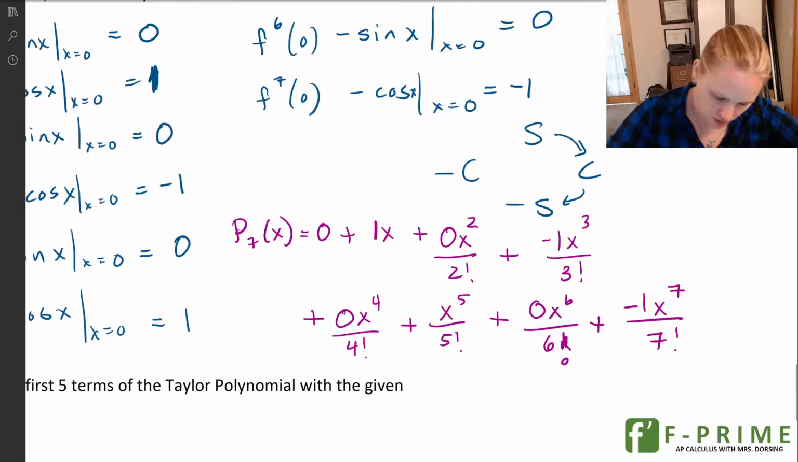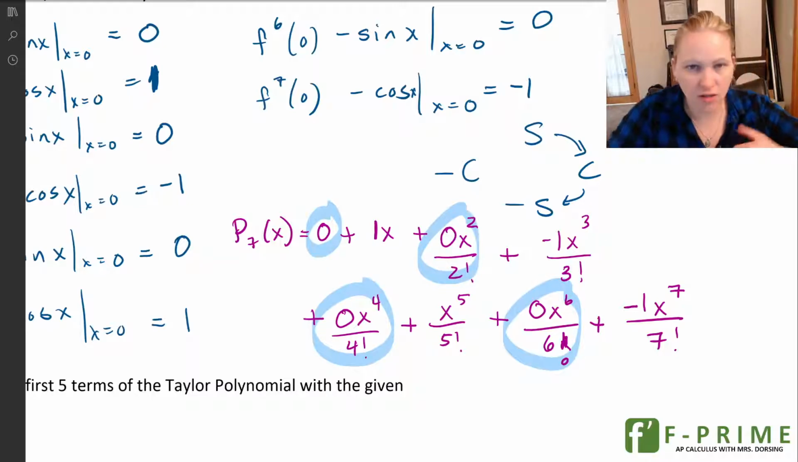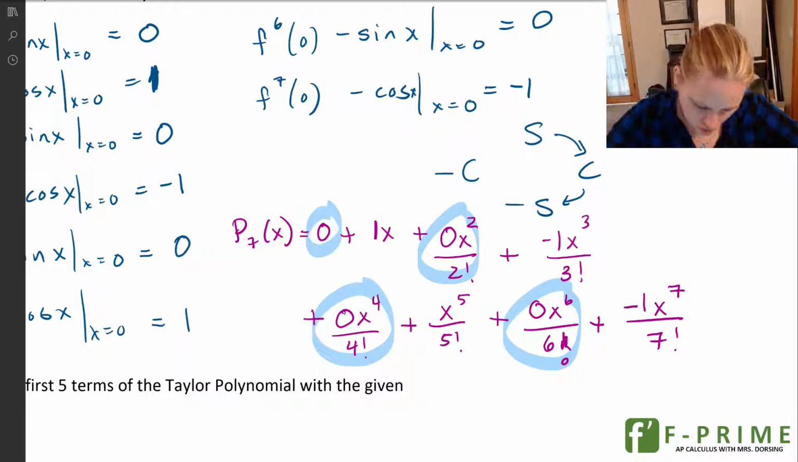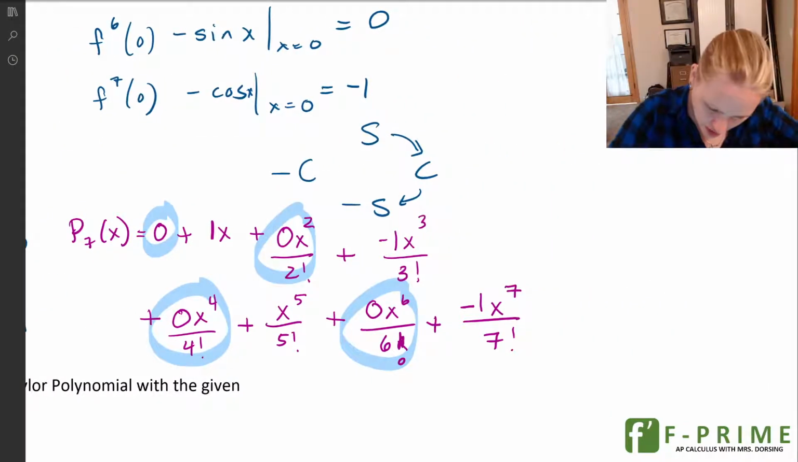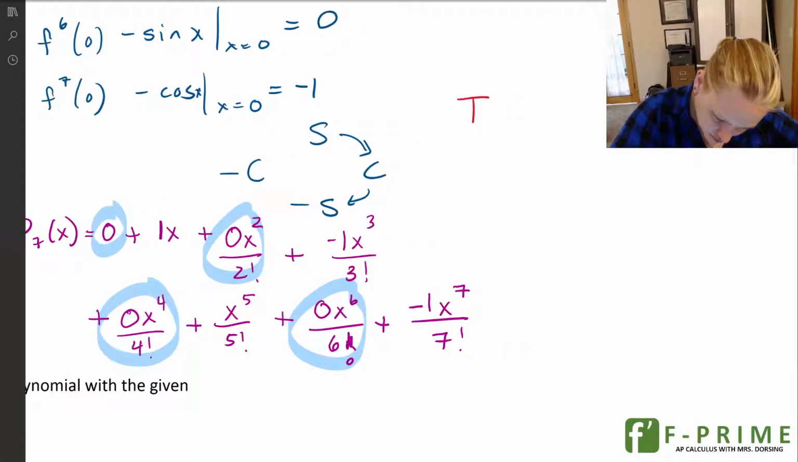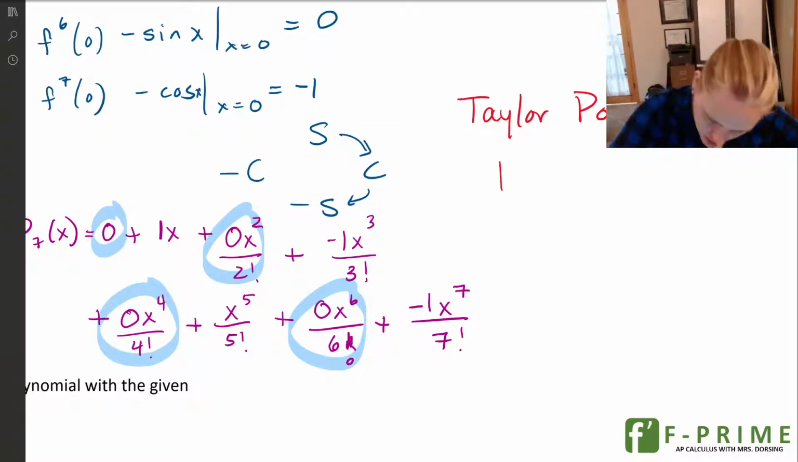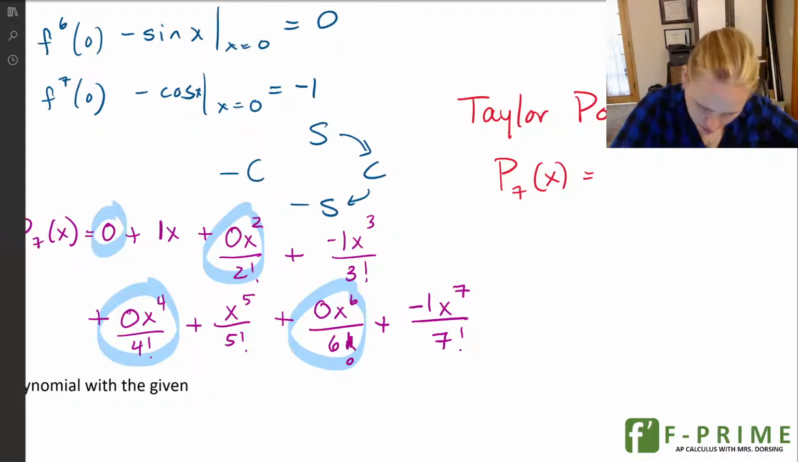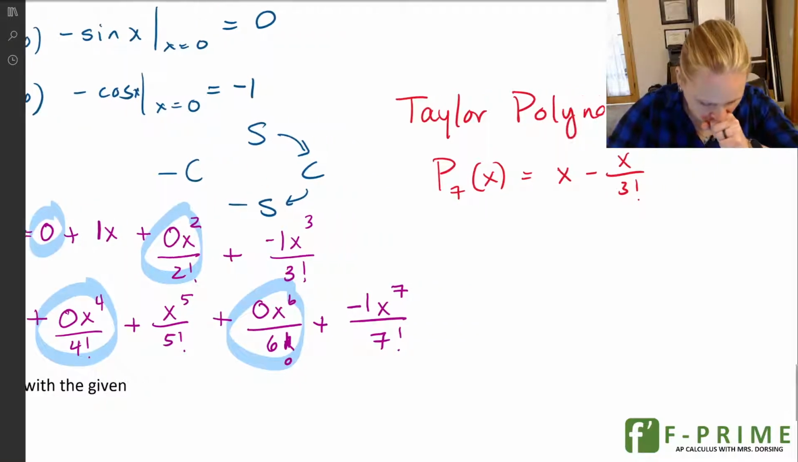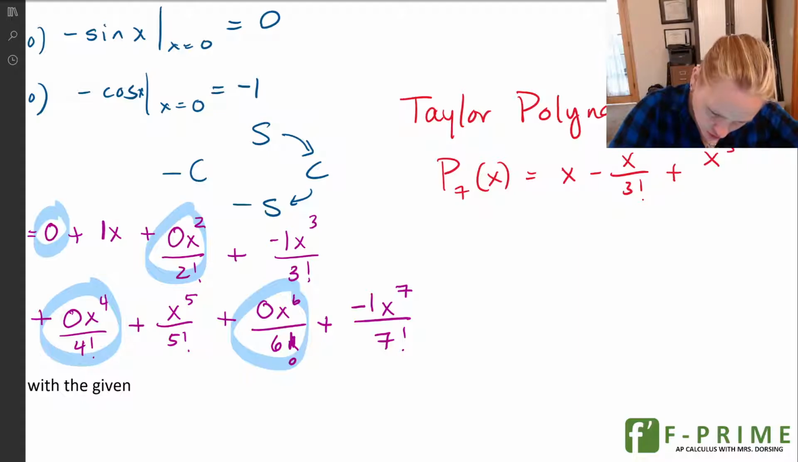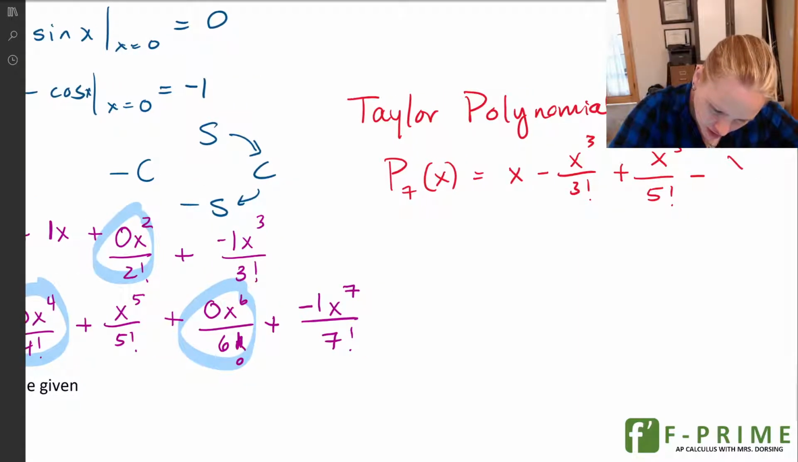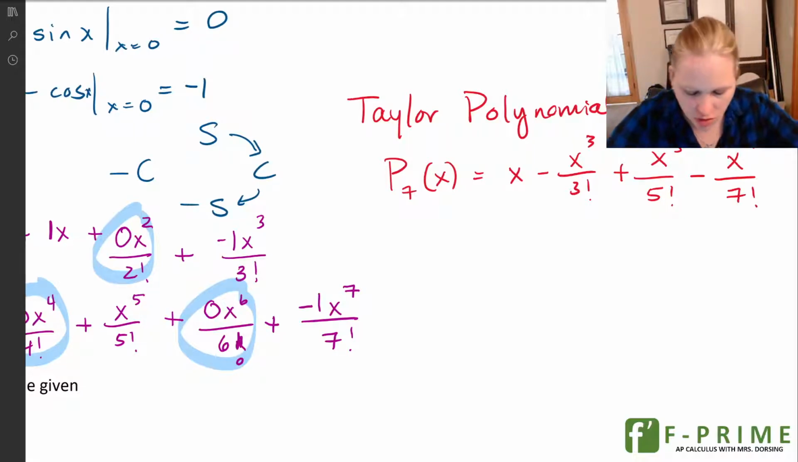Now notice what's happening here. You've got some of these terms canceling out, and it happens to be all of your even terms that are going to just go away. So when I rewrite this, here's what happens. I have found that the Taylor polynomial is this. The 7th degree polynomial is x minus x cubed over 3 factorial plus x to the 5th over 5 factorial minus x to the 7th over 7 factorial. There's my 7th degree polynomial.